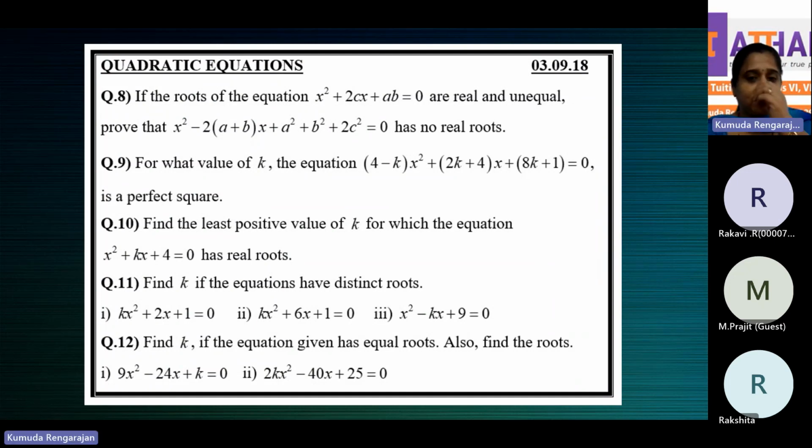Madhavita, you said this one, right? 4 minus k into x squared. This one, right? Correct? Okay.